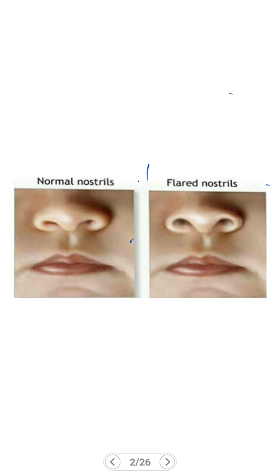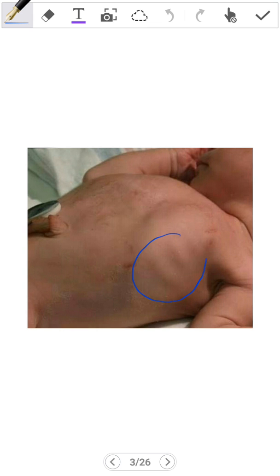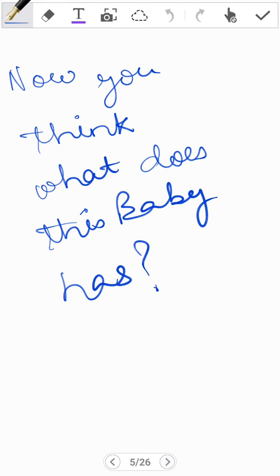The things that you should look for is flaring of the nostrils. What I'm showing over here are the retractions that you can see in the intercostal spaces. These are all the signs of the newborn having some distress. Now here is a good summary of all the retractions that you can possibly observe, these being the suprasternal, intercostal, substernal and subcostal retractions. You can also hear a grunting sound in the newborn, which would also indicate respiratory distress. So now you think, what does this baby have?